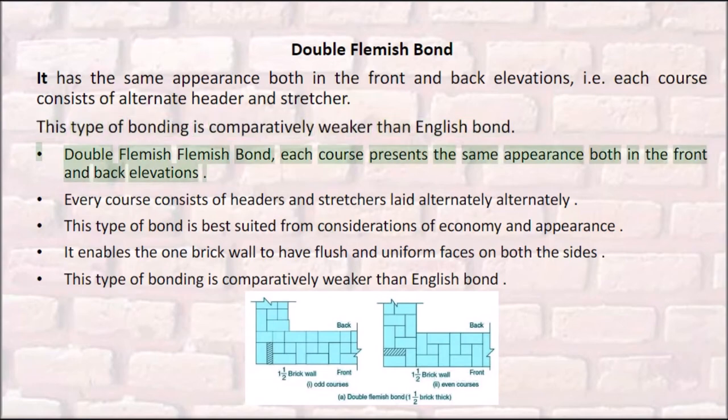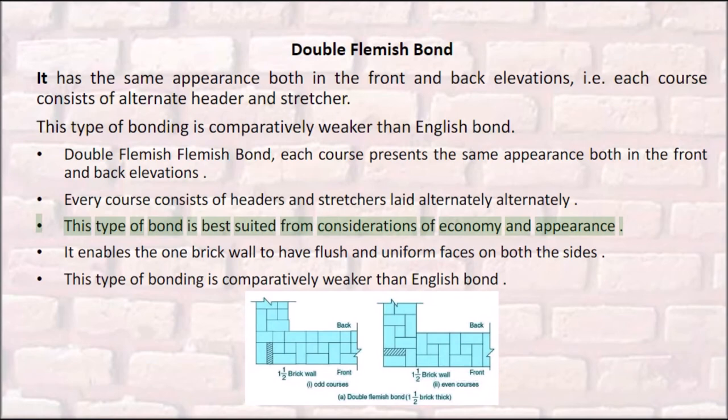In double Flemish bond, each course presents the same appearance both in the front and back elevations. Every course consists of headers and stretchers laid alternately. This type of bond is best suited from considerations of economy and appearance. It enables the one brick wall to have flush and uniform faces on both sides. This type of bonding is comparatively weaker than English bond.